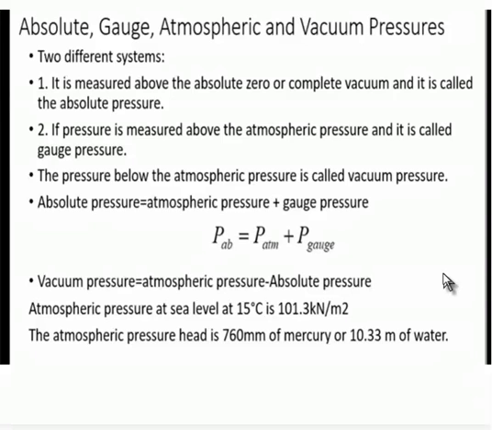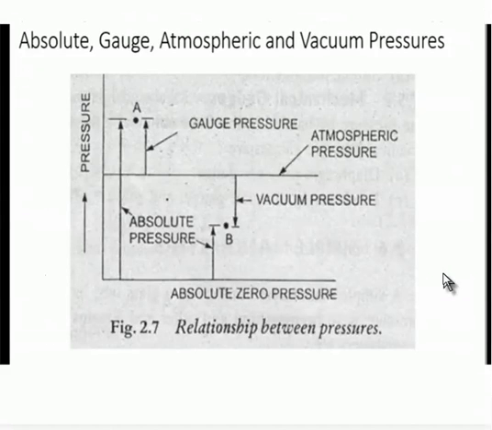In today's class, we are going to start a new topic, that is the definition of absolute, gauge, atmospheric and vacuum pressures. If you remember this figure, then you are able to define all these pressures. In this figure, if you take the atmospheric pressure as the reference line, then above the atmospheric pressure is called gauge pressure, and below this atmospheric pressure is called vacuum pressure.